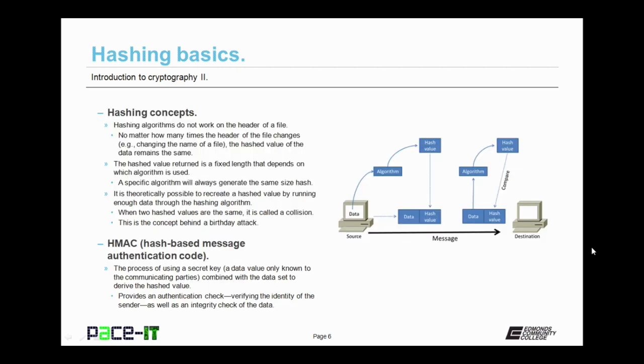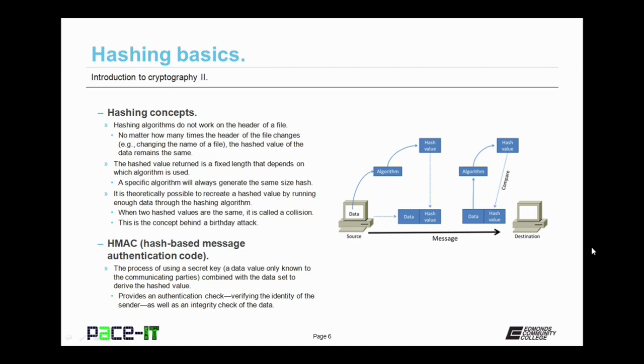Let's discuss some hashing concepts. Hashing algorithms only work on data. They do not work on the headers of a file. No matter how many times the header of the file changes, as in changing the name of a file, the hashed value of the data remains the same. The hashed value returns a fixed length that depends on which algorithm is used. A specific algorithm will always generate the same size hash.